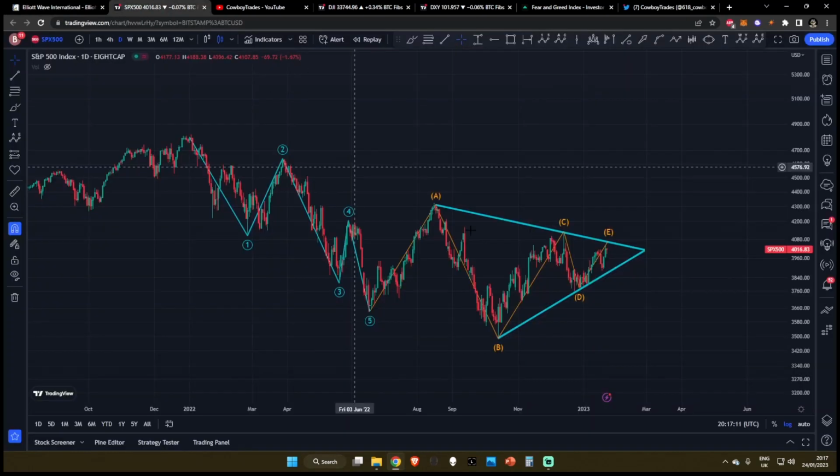If we do come over to elliottwave.net, you can see they call them horizontal triangles. These are corrective waves, and in a bear market, so obviously we're not in a bull market, we'll come to the right side of this chart over here, and if we come all the way down, you can see this is the pattern that we're currently in, a contracting or symmetrical triangle.